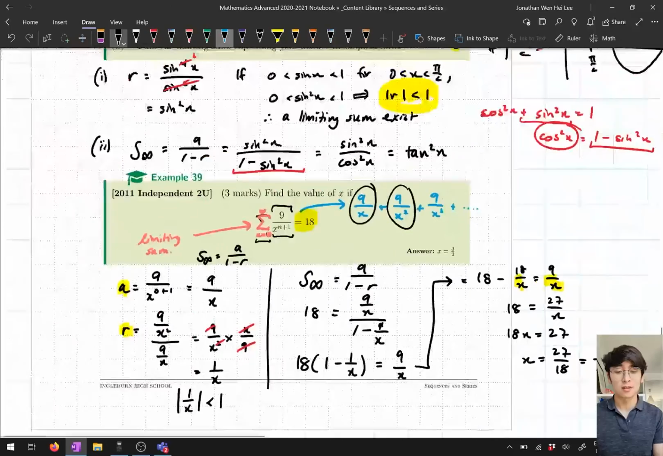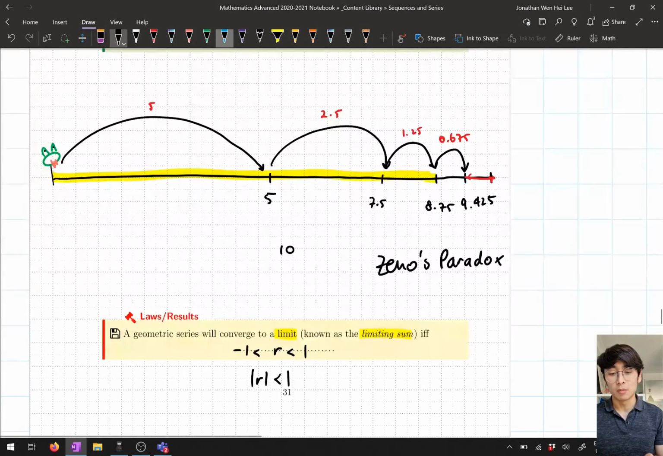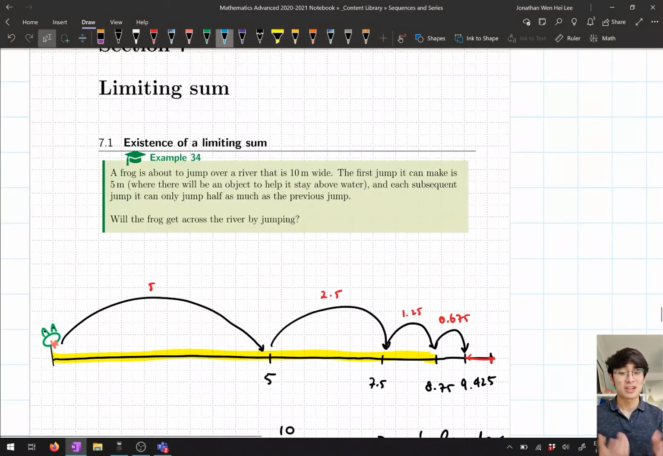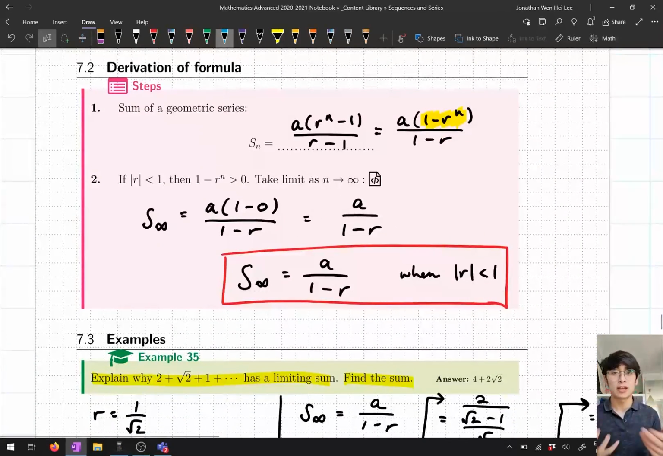Okay, so that's it for today's lesson. Let's do a quick summary of what we did today. Today we talked about what a limiting sum was. A limiting sum is when we have a geometric series and the common ratio is between -1 and 1, or the absolute value is less than 1. When we sum all the terms up to infinity, it will give me a particular value. This is similar to Zeno's paradox that we went through with the frog, where we kept halving the distances and noticing that, even if we make the distances smaller, it's eventually going to reach the same point.